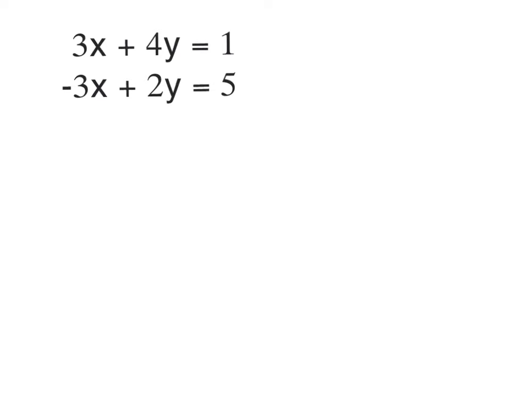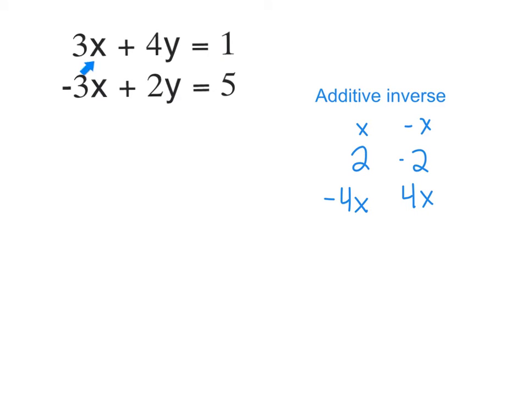We find an additive inverse, such as x and negative x, or 2 and negative 2, shown on the right, so that when we add them together, we get 0. The reason we want this is that we want to be able to add our two equations together, and when we do this, we want one of our variables to cancel out. So I look at my like terms, and I see that I have 3x and negative 3x, and when I add those together, they'll cancel out. So I know that I already have an additive inverse, and therefore I can add my two equations together.